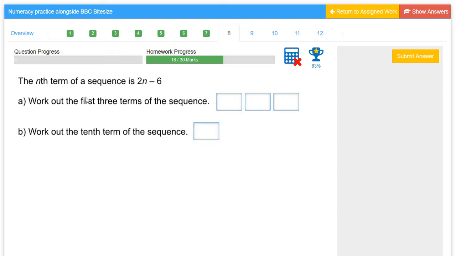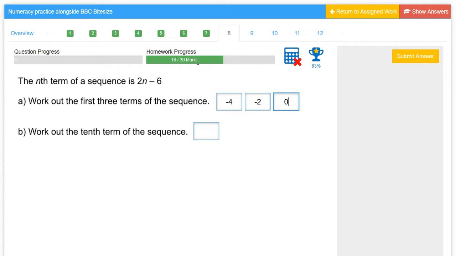Question 8. Here we're going to work out the nth term of these sequences. Well, it's just substitution. So when n is 1, I stick 1 into here. 2 times 1 is 2. Take away 6. Well, that's going to be negative 4. When n is 2, 2 times 2 is 4. Take away 6 is negative 2. And when n is 3, 2 times 3, take away 6. Well, 2 times 3 is 6. Take away 6 is 0.